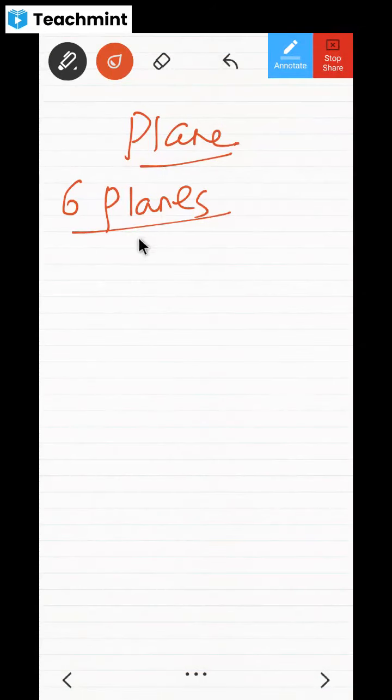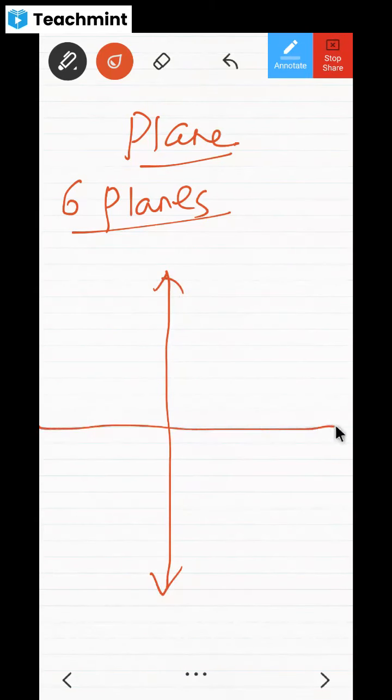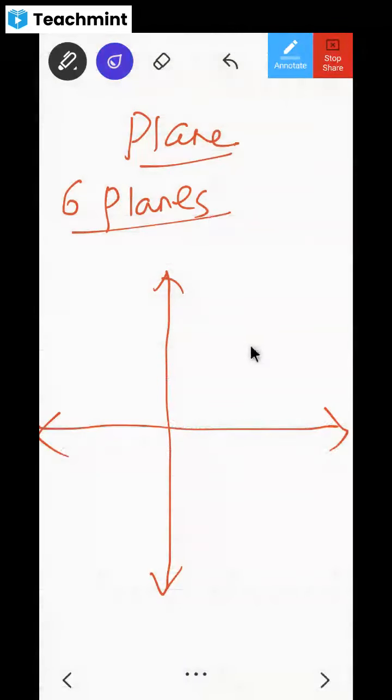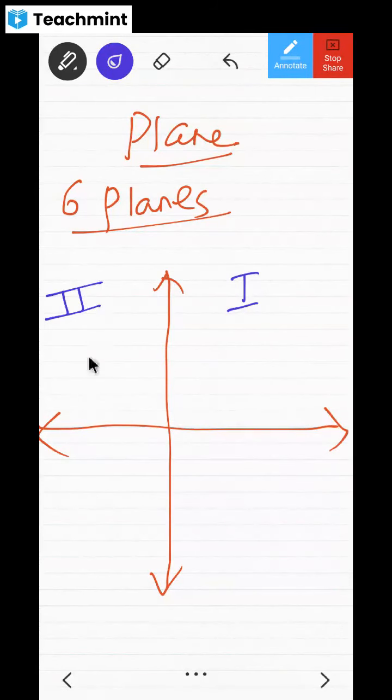Yes, sir. Now this y-axis and x-axis are going to divide this plane into 4 parts. They are going to divide it into 4 parts. This is the first part, this is the second part, this is the third part, and this is the fourth part. Understood, dear children? 4 parts it is going to make.